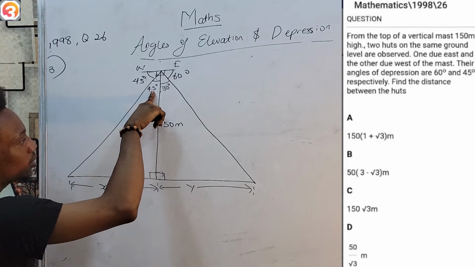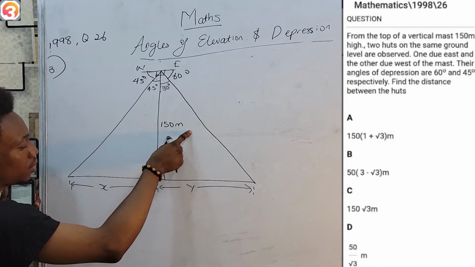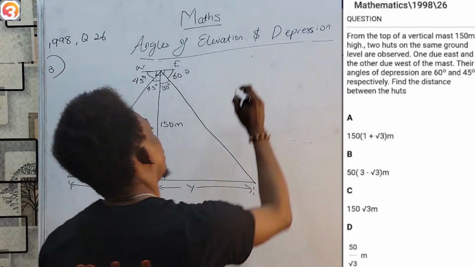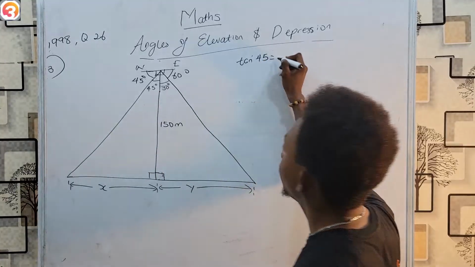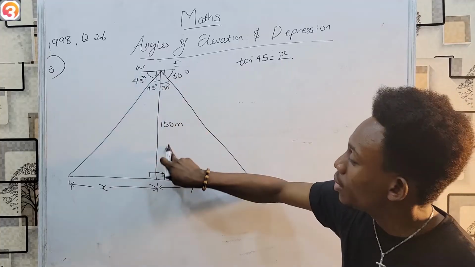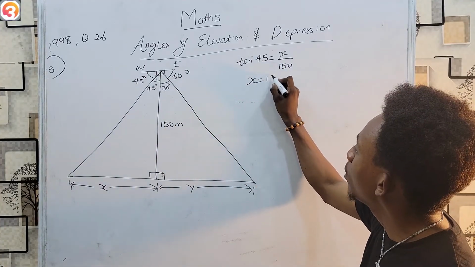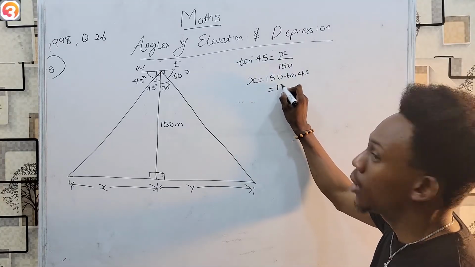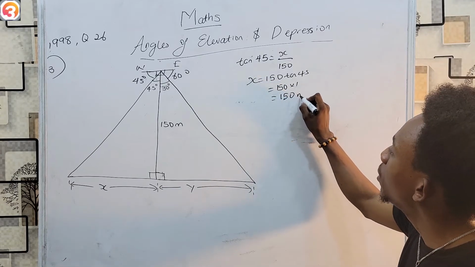Here is 45 degrees. This is my adjacent as 150 meters. And this is my opposite. That means I should be using tan. Tan of the angle, which is 45, equals opposite x over adjacent 150. So x equals 150 tan 45. And tan 45, as you should know, is 1. So x is 150 meters.